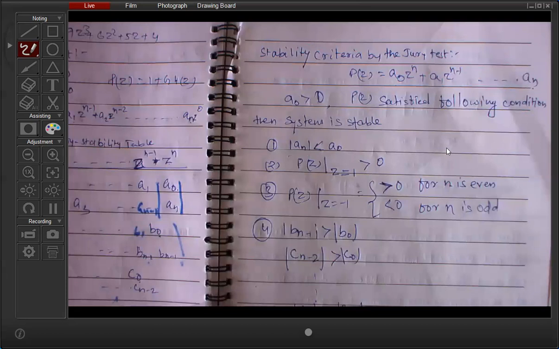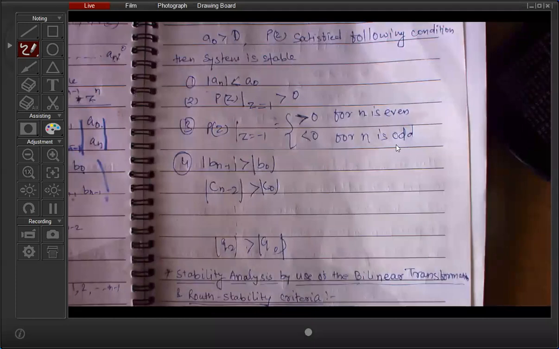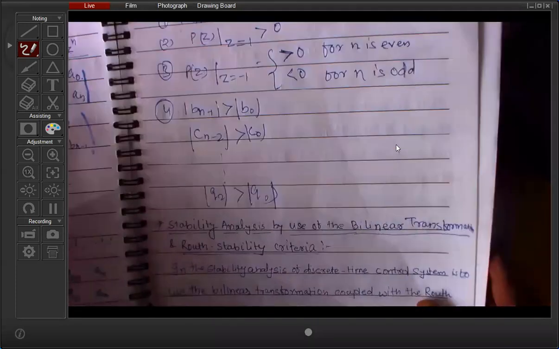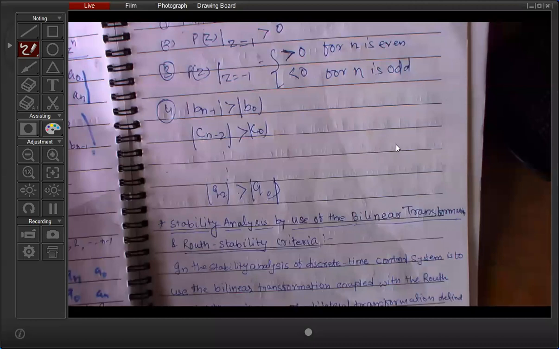First, we have to discuss the Jury stability criteria. That means Jury stability criteria does not give any information about the roots of the characteristic equation, that is, the total number of roots lying within the unit circle or outside the circle. We just get the information regarding whether the system is stable or unstable. First I will finish the theoretical part of stability, then I will solve some numerical problems.